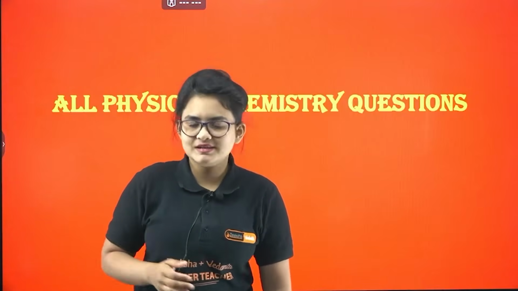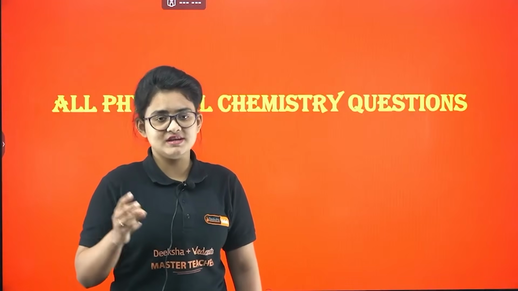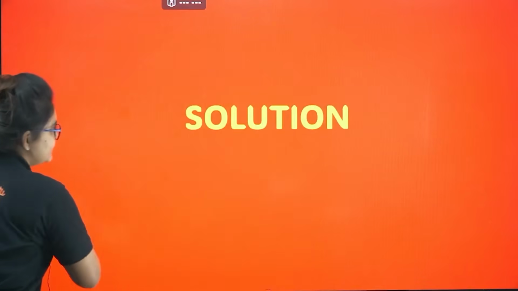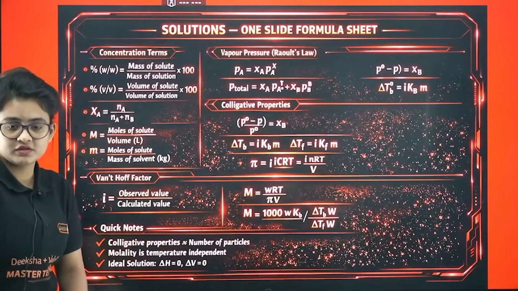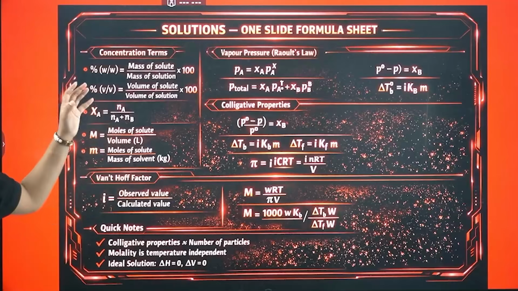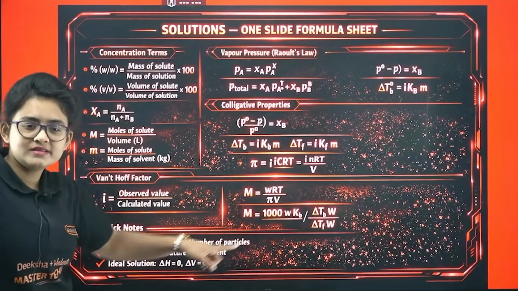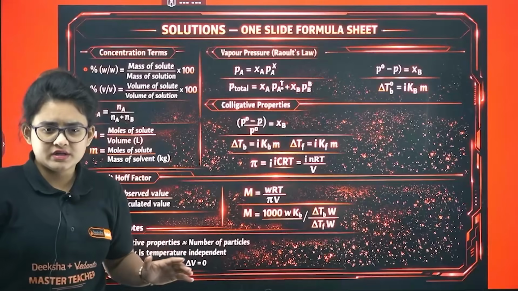So yes, without further delay, let's get started with the first chapter, because only 3 chapters are there in your physical chemistry, that is solution, chemical kinetics and electrochemistry. Only these 3 chapters will be covered in this video. Let's start with the solution chapter. Here comes the entire formula chart for the solution chapter. You can take a screenshot or make a note of it. Only from these formulas you are going to get the numerical or theoretical questions.